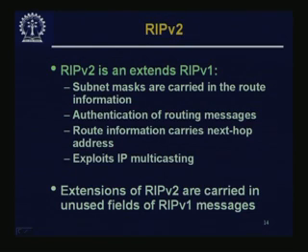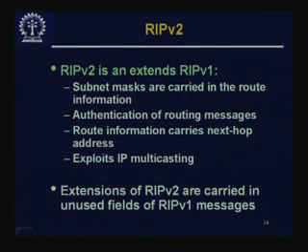Route information carries next hop address and exploits IP multicasting. What is multicasting? Right now we have been talking about unicasting, that means there is one source with one message meant for one destination. Sometimes you want a message to be destined to a group of destinations rather than one. You do not want to broadcast it to everybody; maybe there is a special interest group, so you only want to send to members of this group. That is called multicasting. Extensions of RIP version 2 are carried in unused fields of RIP version 1 messages.